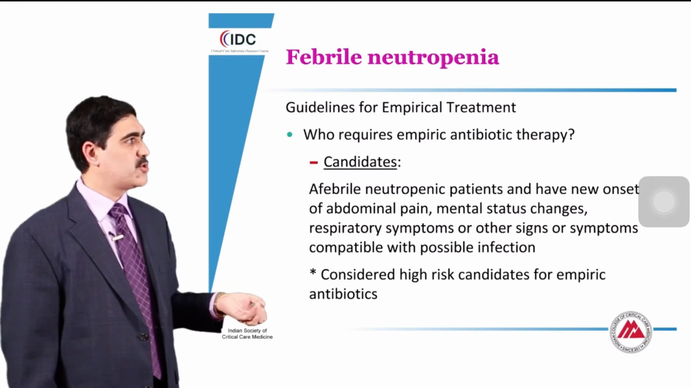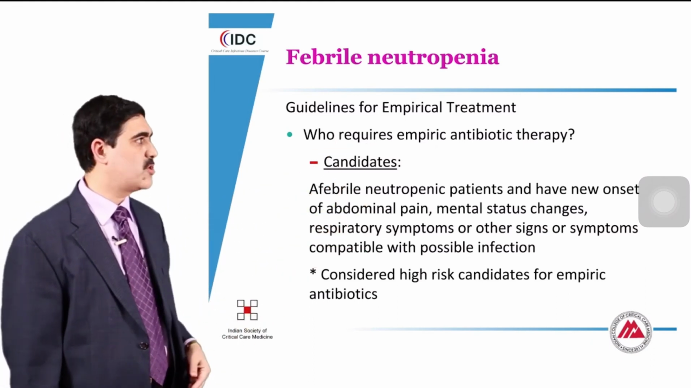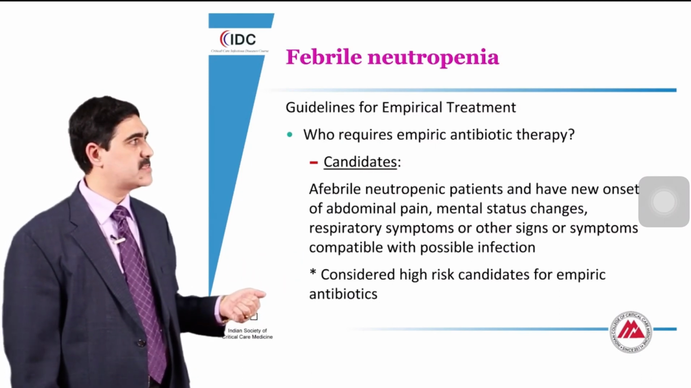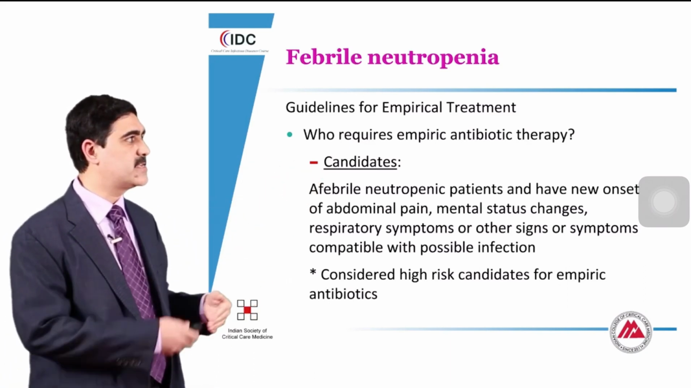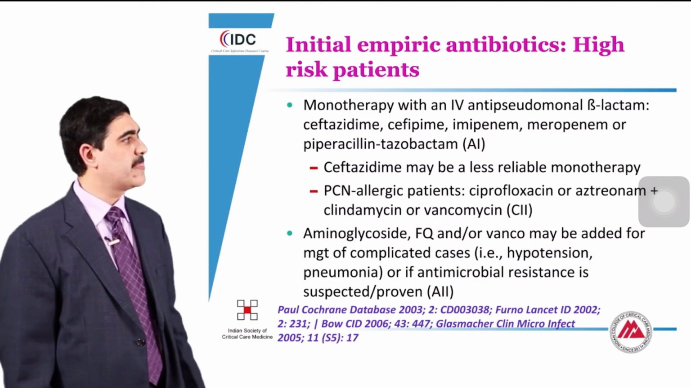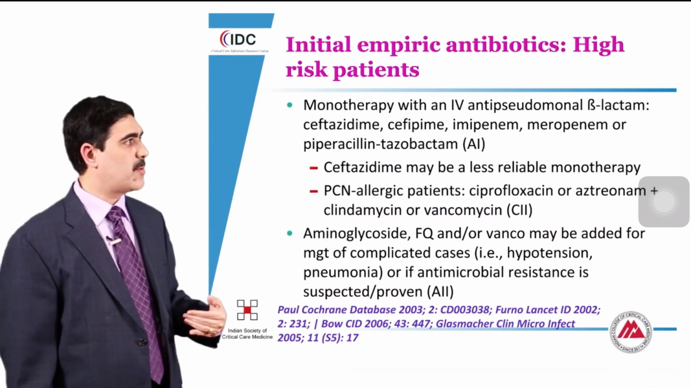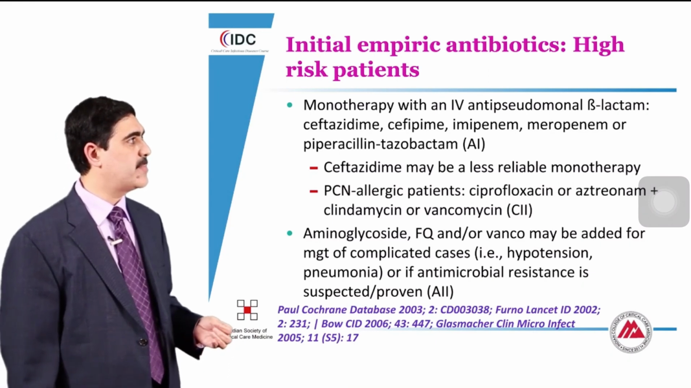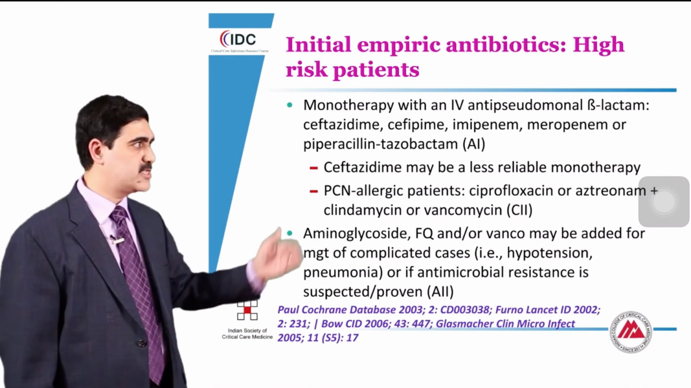Even in afebrile neutropenic patients, if they have new onset of any of the other comorbidities or changes that I mentioned, whether it's abdominal pain, mental status changes, respiratory symptoms or other signs, you need to think of them as high risk candidates and go ahead and initiate empirical antibiotic therapy. These are Western guidelines, and we probably can use some of those, but we need to customize to our local environment.